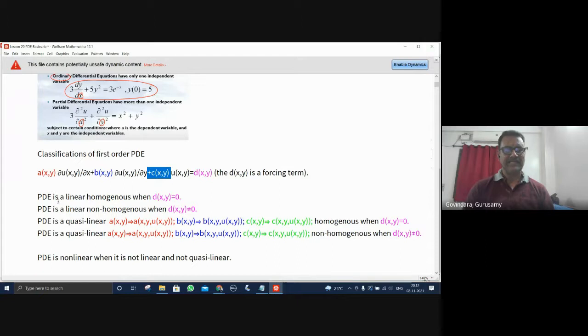So the PDE is linear homogeneous when this d(x,y) equals 0. When this is 0, we call it a linear homogeneous PDE, when the forcing term equals 0. The PDE is linear non-homogeneous when this is not equal to 0. It's not a homogeneous equation. This is a non-homogeneous one.